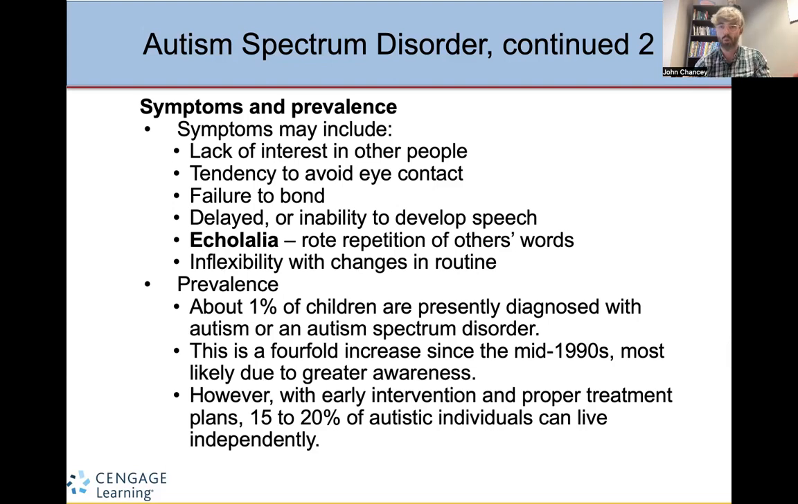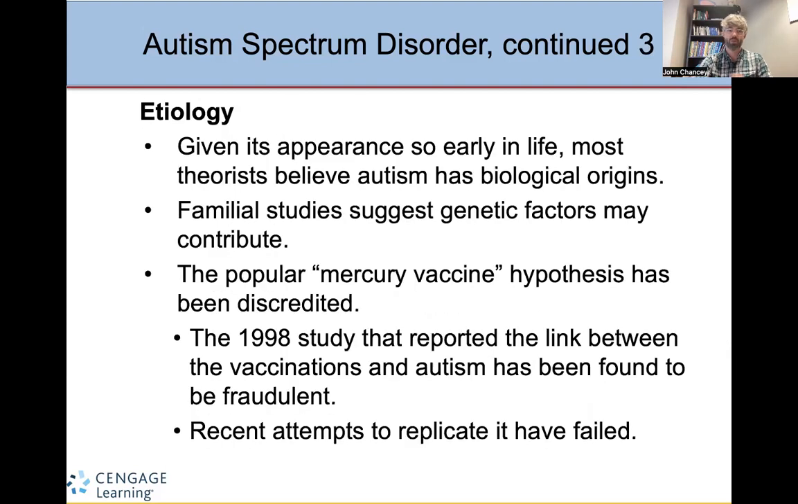Probably a lot of it has to do with more awareness. We are more aware of the symptoms of autism and what it means and how to diagnose it. So that probably explains a lot of that increase. However, now knowing early interventions, proper treatment, 15 to 20% of people diagnosed with autism spectrum disorder can live independently, live fairly normal lives, get a job, go to college, raise a family, all of those things. So the more we know, the better we can also help treat these individuals.